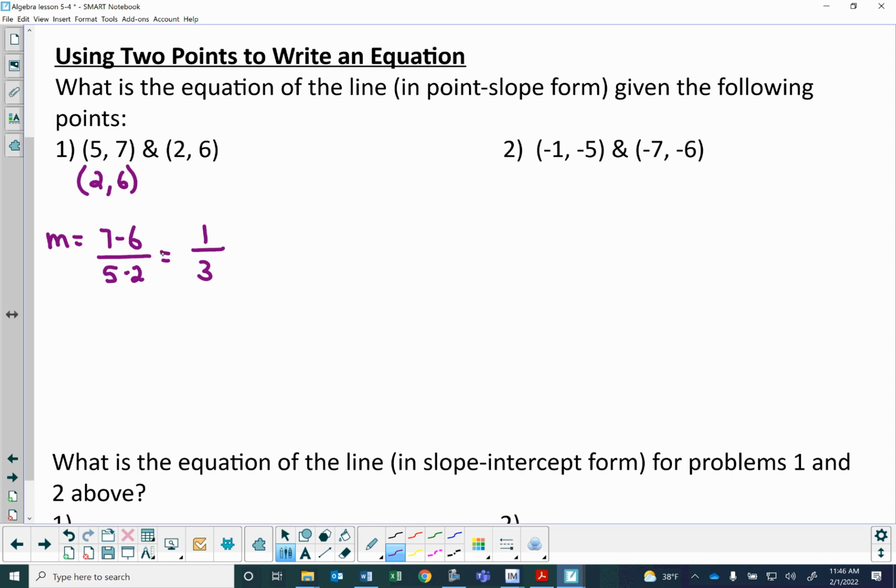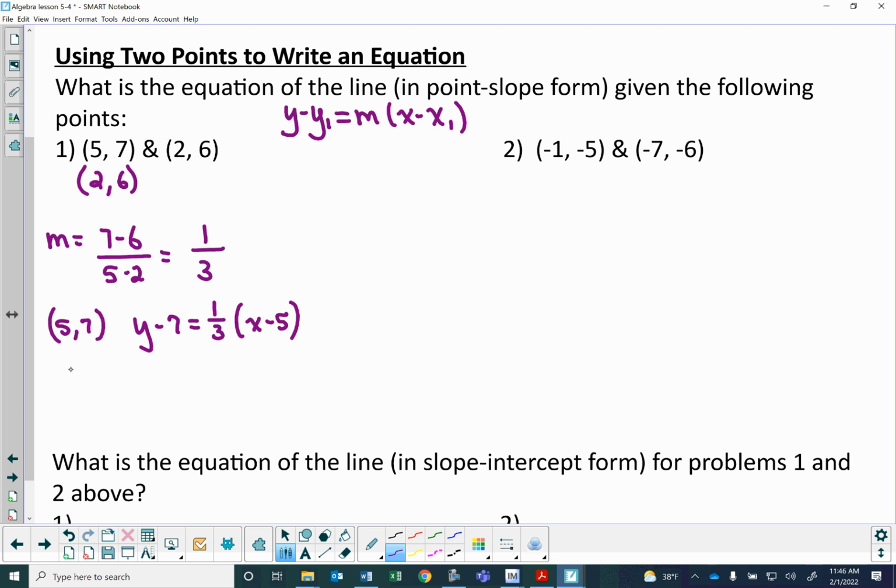If I used the first point, I would use (5, 7), because I'm going to get 2 different equations, so I'm going to write this twice. I'm going to write y minus y1 equals m times x minus x1 above here, so we have it handy. If I use the point (5, 7), I'm going to use y minus 7 equals 1/3 parentheses x minus 5. So that would be a perfectly fine point slope form for the equation.